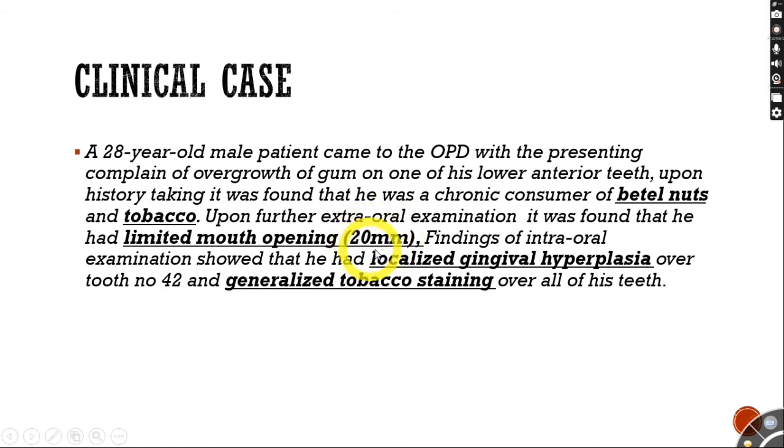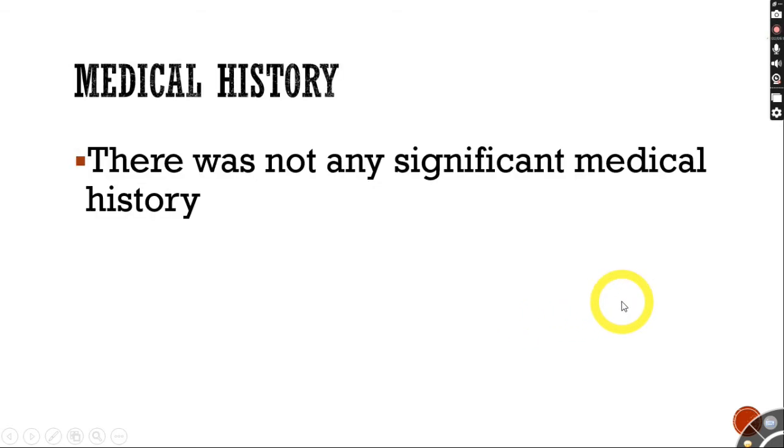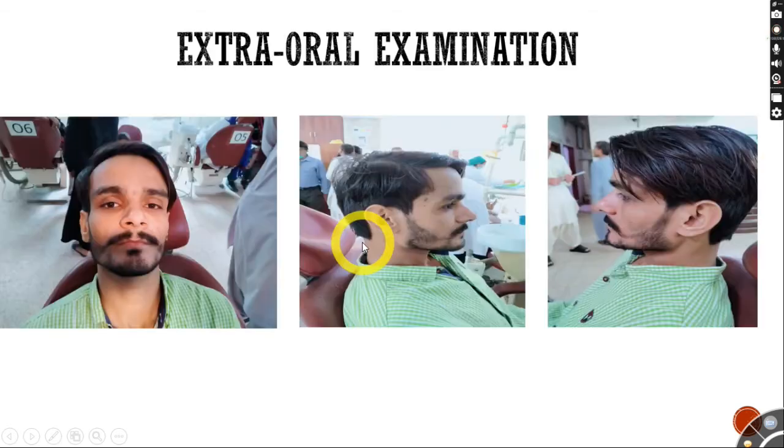Normal or average mouth opening ranges from 35 to 45 millimeters. Other than that, in some books it has been ranged from 45 to 55 millimeters as well. Now, the findings of intraoral examination showed that he had localized gingival hyperplasia over tooth number 42 and generalized tobacco staining over all of his teeth. There was no medical history that was significant to mention.